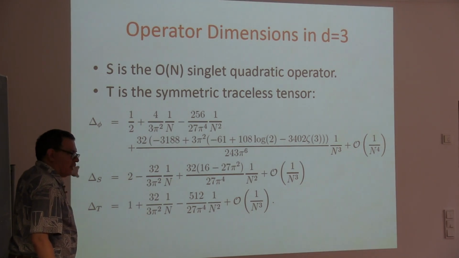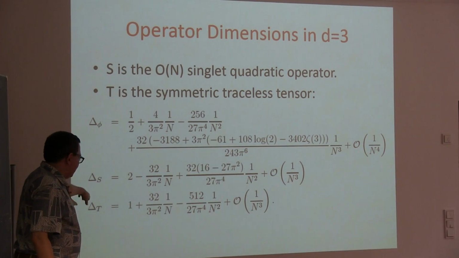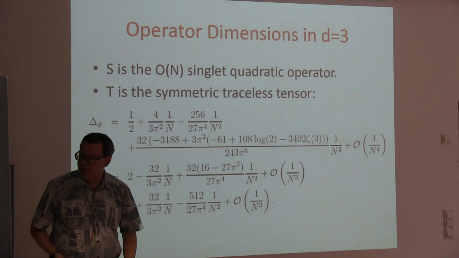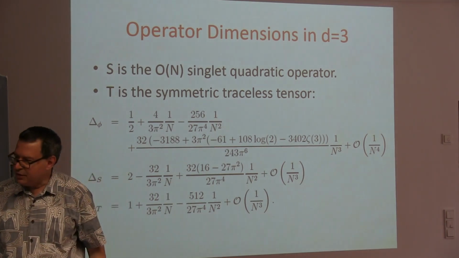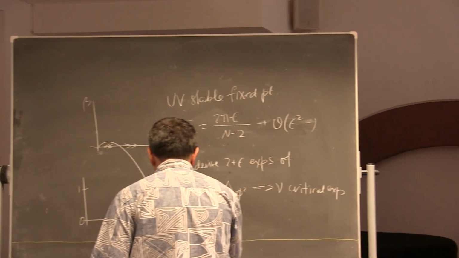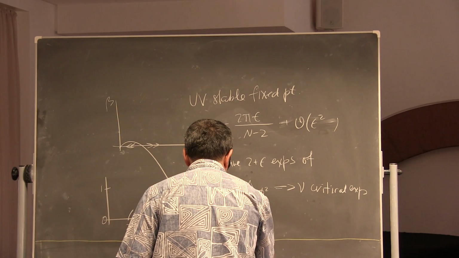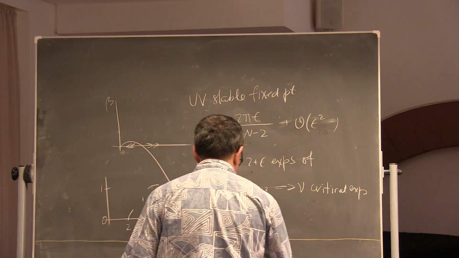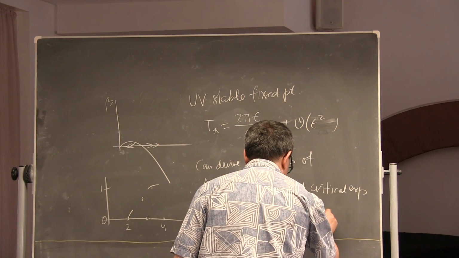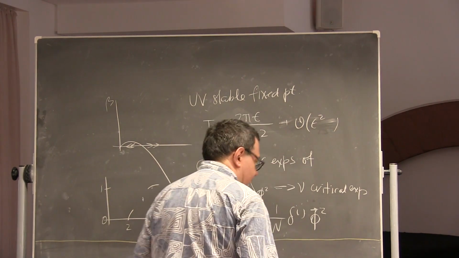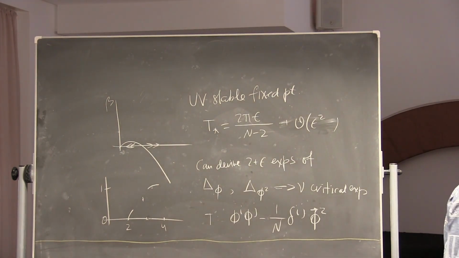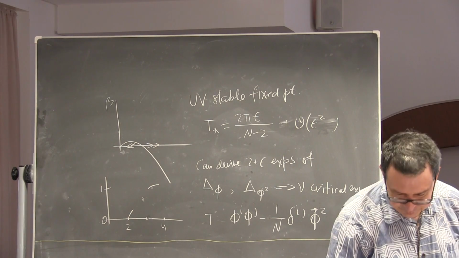And then S is just this sigma field. That's just the O(N) invariant field. T is the traceless symmetric tensor operator. It's just to explain notation here. There is an operator T, which is just phi i phi j, minus 1 over n delta ij times phi squared. And for each of them, you can develop these 1 over n expansions. And these are a summary of some of the results.